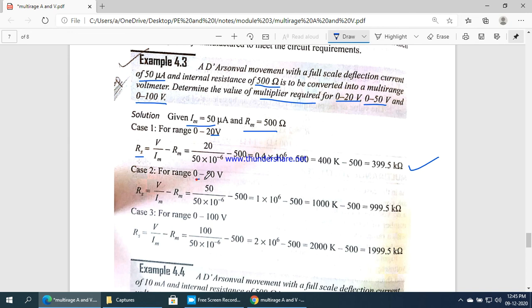The second range is 0 to 50 volt. So voltage is known, Im we know, and Rm we know. Substitute the values and we will get 999.5 kilo ohm. Similarly for 100 volt also.